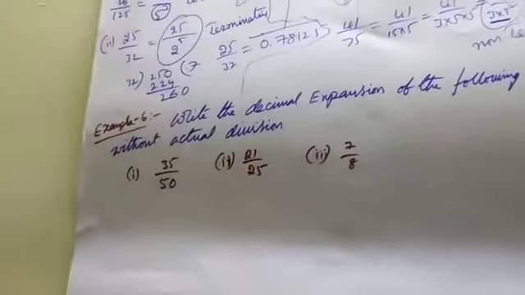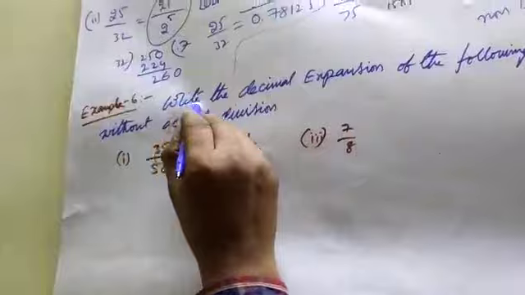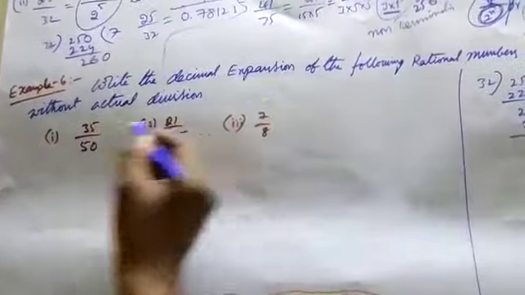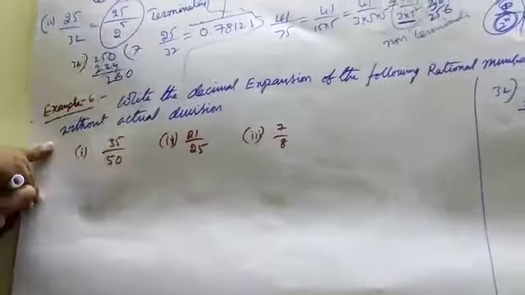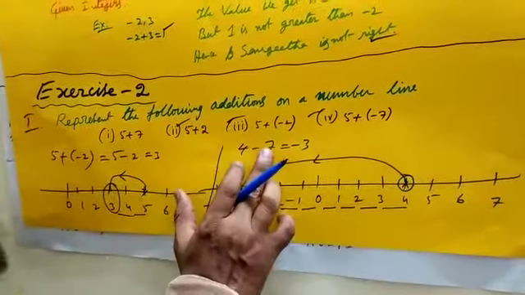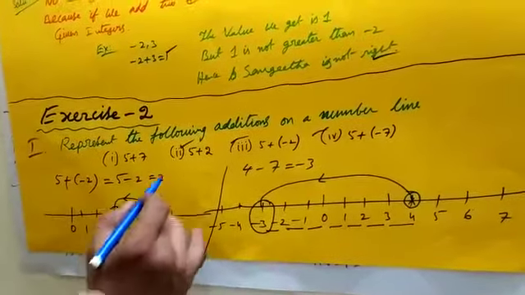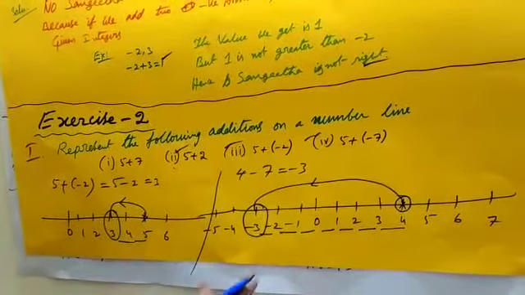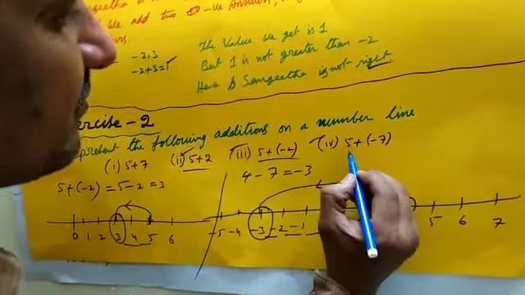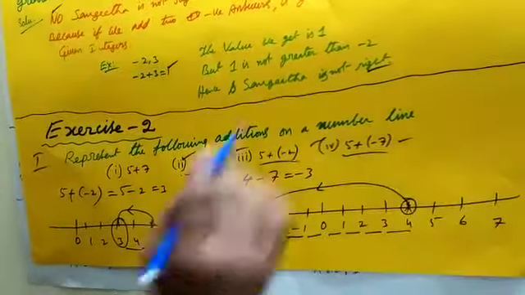Go to example 6. Write the decimal expansion of the following rational numbers without actual division. Without actual division means, okay, this is finished. 4 minus 7 is equal to minus 3. Remaining 2, 3, 4 is your part, like homework. Therefore 5 plus 2, 5 plus of minus 2, 5 plus of minus 7 is your part.